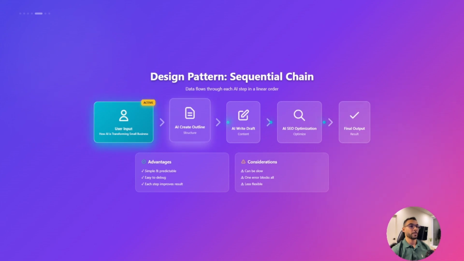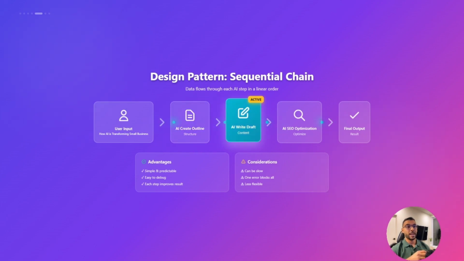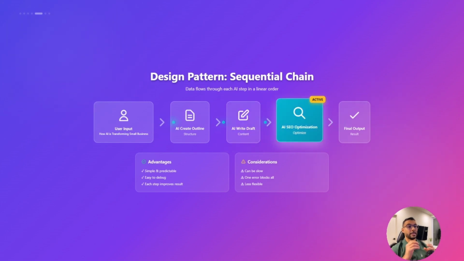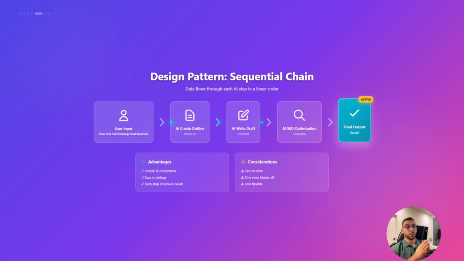For example, here, step 1 completes its work and passes the results to step 2. Step 2 processes that result and hands it off to step 3. And step 3 takes that output and produces the final results. Each step waits for the previous one to finish before starting. The advantages of this type of workflow: it's simple and predictable, easy to debug, and each step improves the result. However, it can be slow when an error blocks the whole pipeline, and it's less flexible.